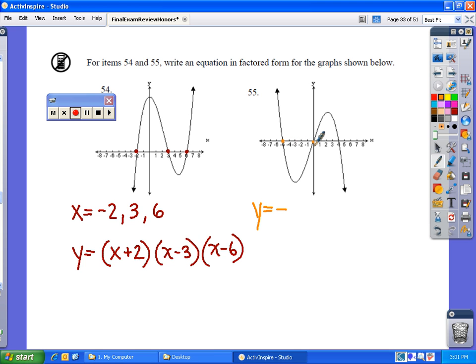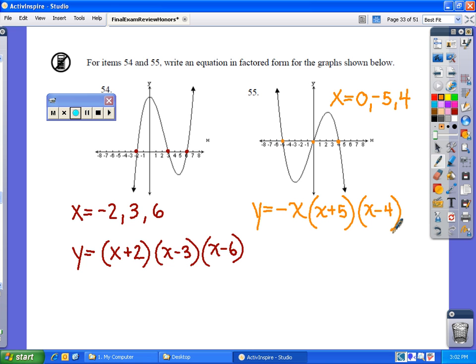Identifying our zeros as -5, 0, and 4, we can then write the factors that go with those. The first factor I'm going to write goes with the 0. And it is x minus 0, or just x. The factor for -5 is x plus 5. And the factor for +4 is x minus 4.